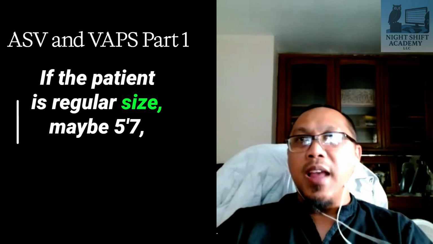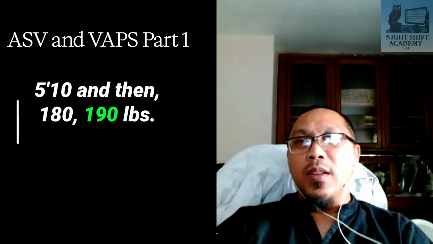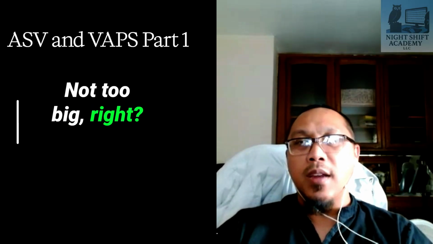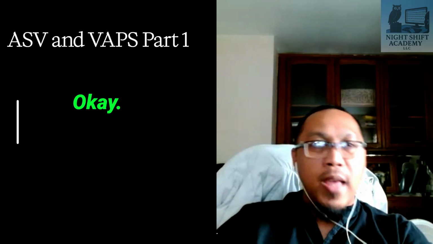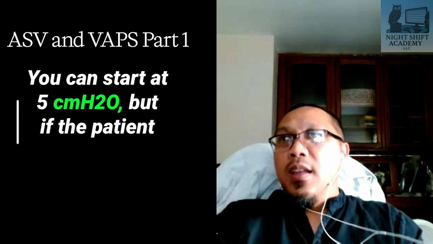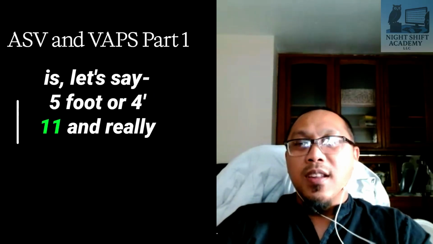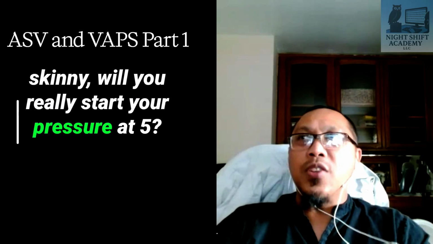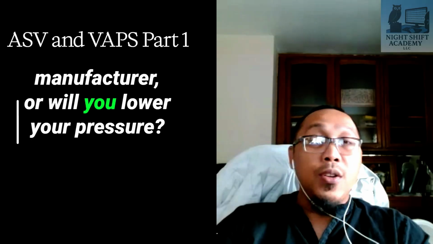Okay? So tonight, when you have an ASV patient, look at the patient's profile. If the patient is regular size, maybe 5'7" or 5'10" and 180 to 190 pounds, not too big, and there's no obesity hypoventilation syndrome issue, then okay, you can start at 5. But if the patient is, let's say, 5 foot or 4'11" and really skinny, will you really start your pressure at 5, even if it's a recommendation from the manufacturer? Or will you lower your pressure?